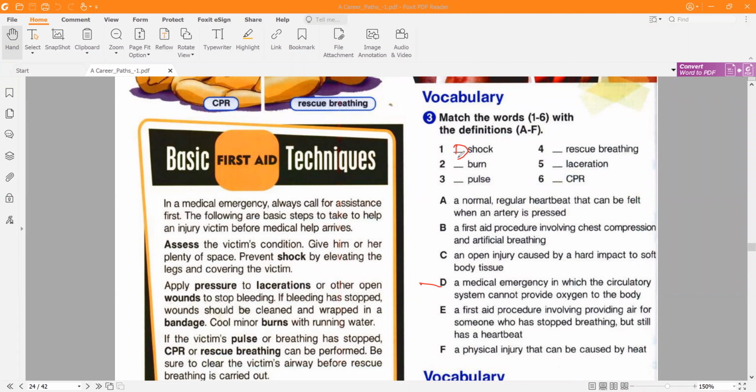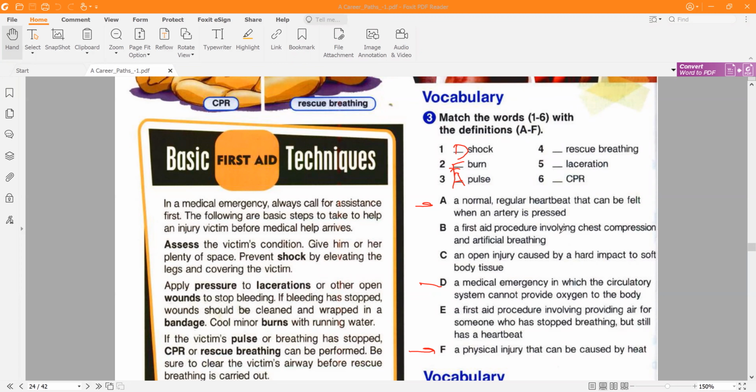Number 2, burn. Burn is F. A physical injury that can be caused by heat. Pulse is A. A normal regular heartbeat that can be felt when an artery is pressed.